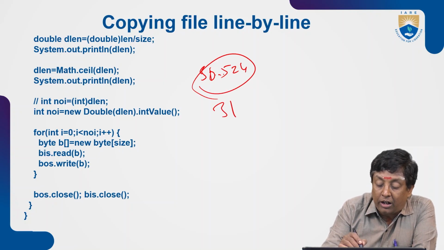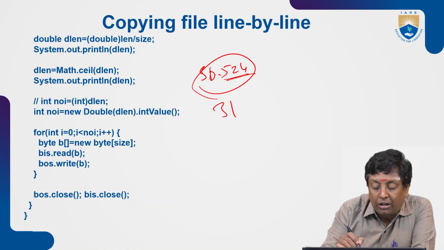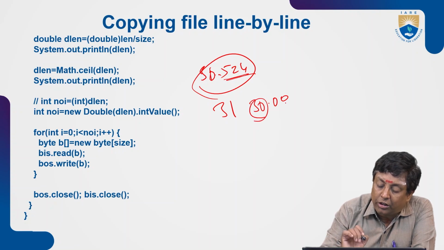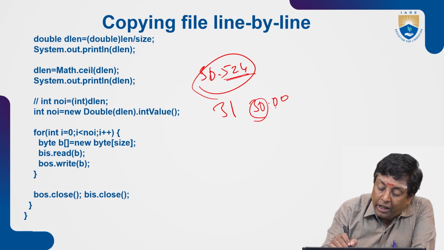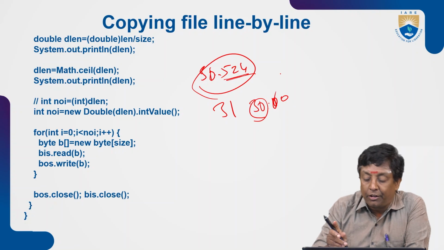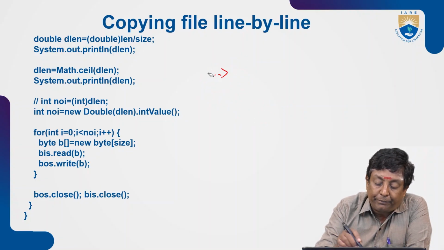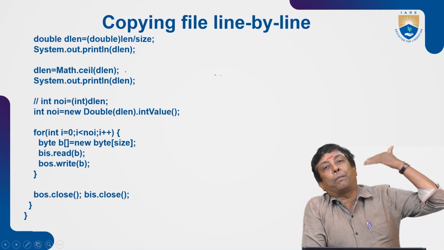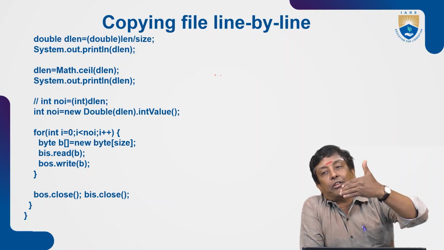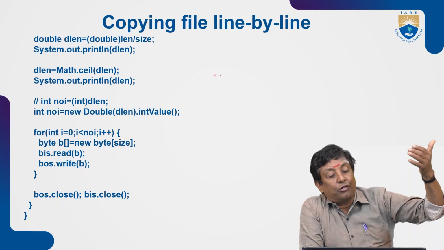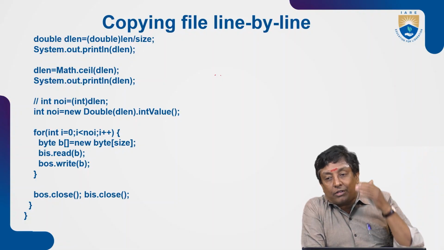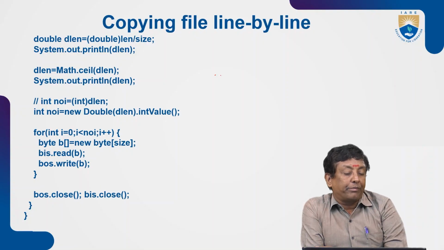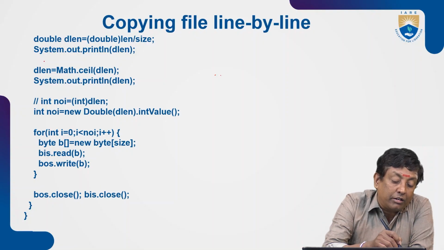If it crosses 30 point anything, we should read 31 times. If it is exactly 30.000, then 30 times. But 30 point something, even if one single byte is extra in the file, we should read 31 times. So here, Math.ceil gives the upper bound value. If you give 30 point something, it will give 31. If you use Math.floor, it will give the lower bound value, 30. So we are making it 31.